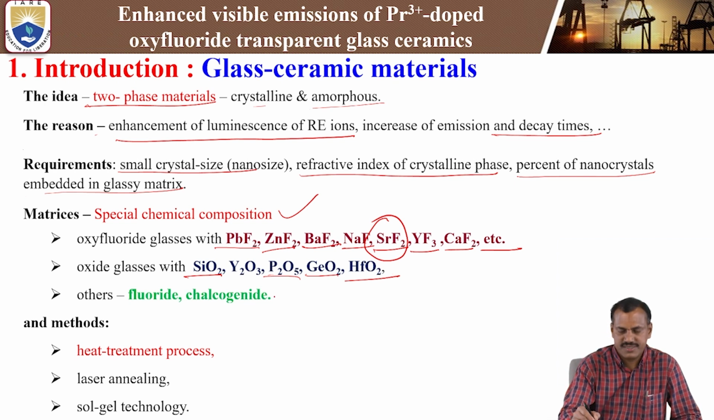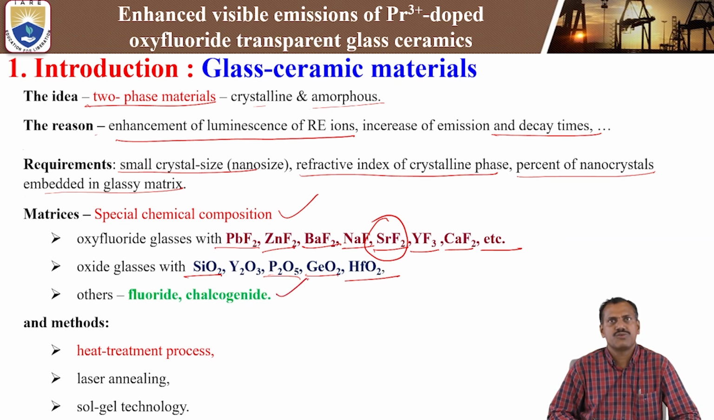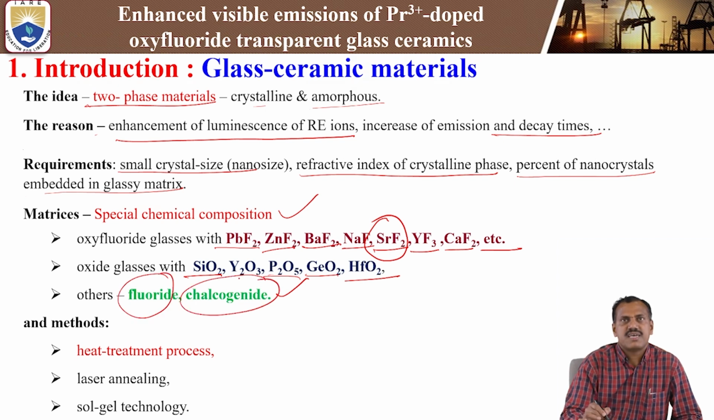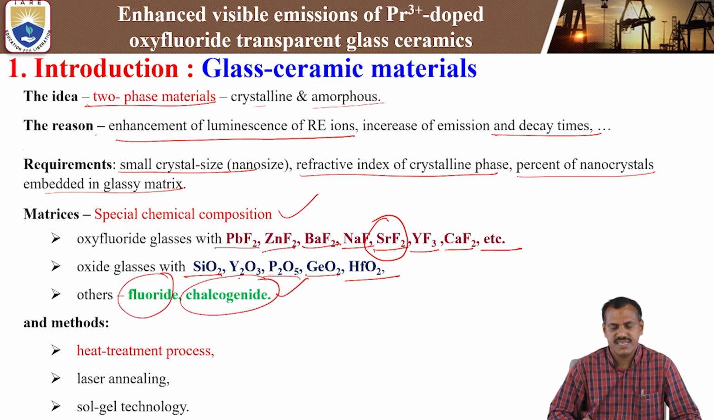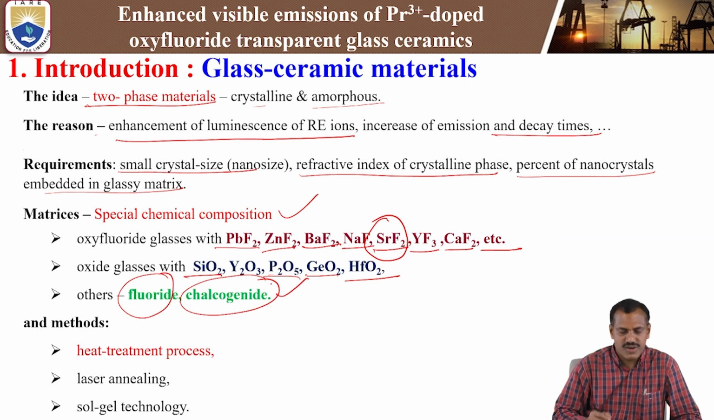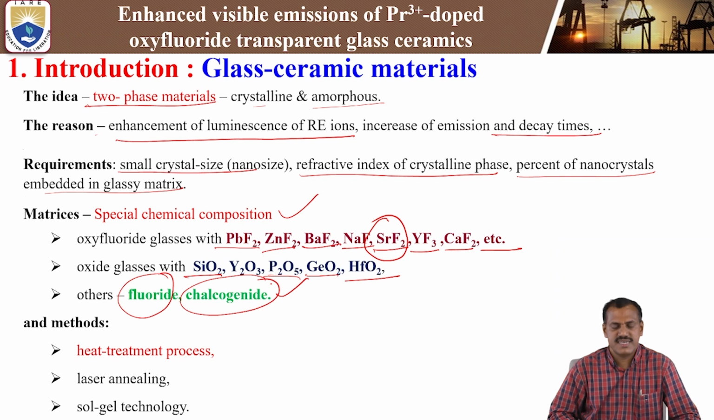What are the other contents? That means fluoride-based ones and chalcogenide. Fluoride means completely fluoride content. Chalcogenide means sulfides, lead. These are toxic elements that we can use to prepare the chalcogenide glasses. What are the methods to prepare the glass ceramics?